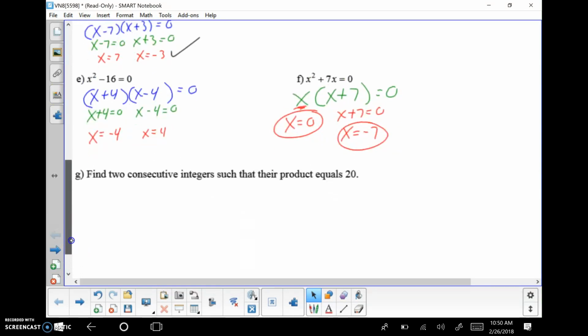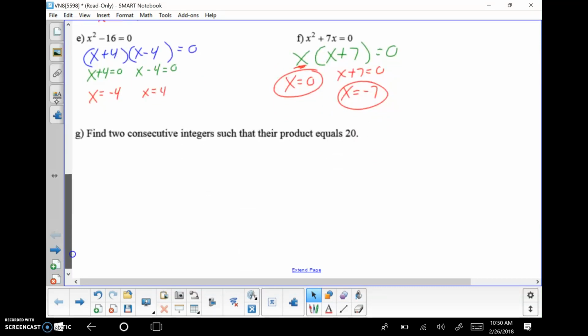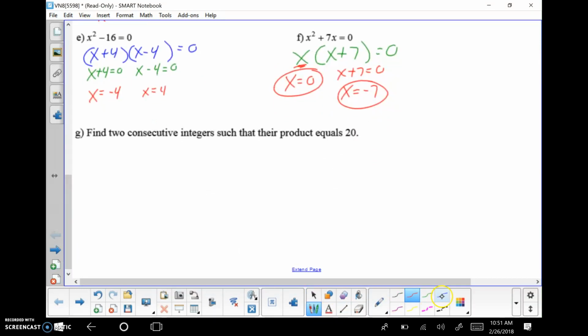All right, last question. Find two consecutive integers whose product equals 20. So this is a little bit of a word problem. And again, some review material. We've talked about consecutive integers before, so you might have to go back and watch that video. But what we do is we always let the first one equal x. And then the second one, in this case, is x plus 1 because they're just consecutive integers. If it were consecutive even or consecutive odd, we would call the second one x plus 2 because even and odd integers are each 2 away from each other.